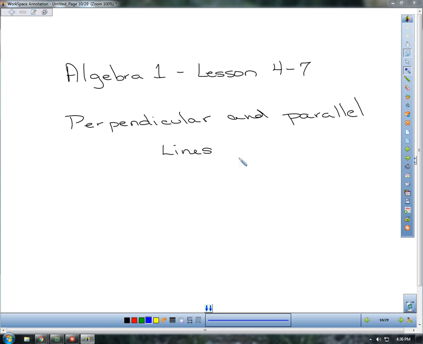Hello, algebra students. Today we are going to do lesson 4-7. Today we're combining both perpendicular and parallel lines. You've had a couple days to practice with each one of these, and so now we're going to throw them together and make you decide, are they parallel or perpendicular?